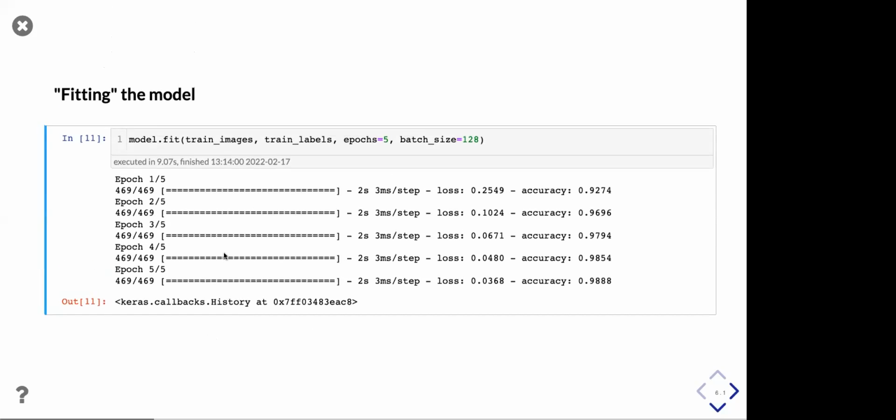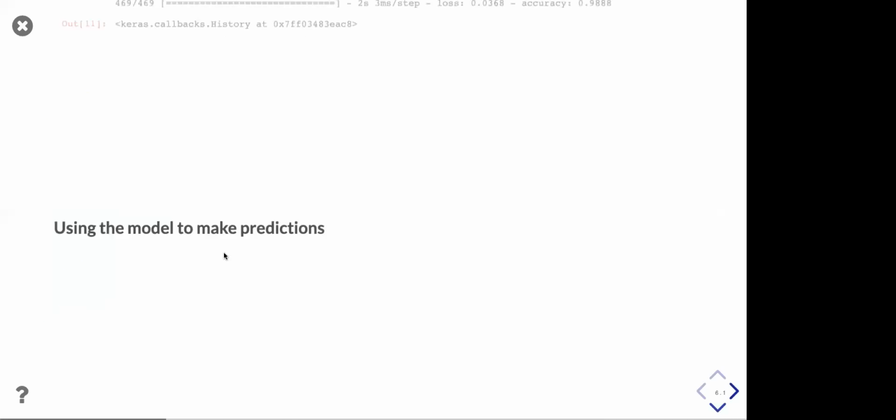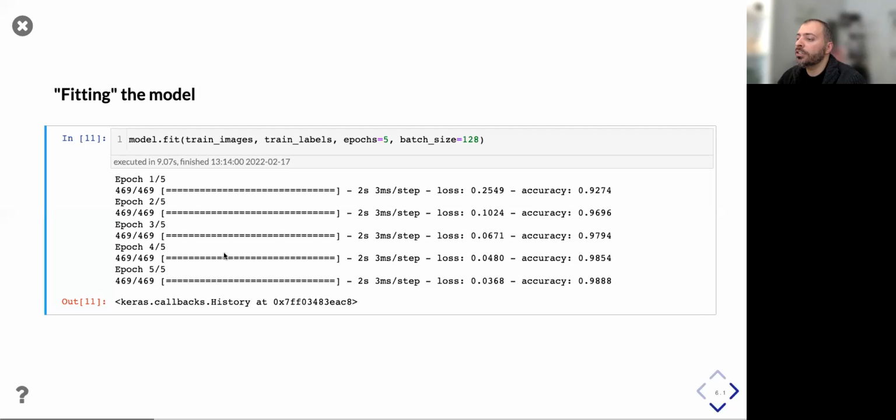So I think that 469 is basically the number of steps. Yes, it's the number of steps. We had 60,000 images divided by the 128 images per batch. It's how many batches we process, and this is the number.